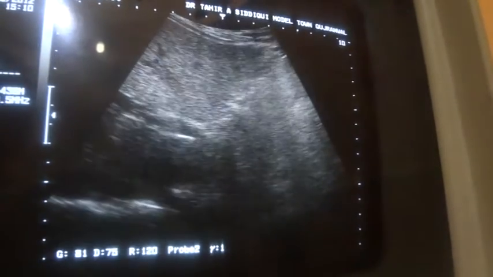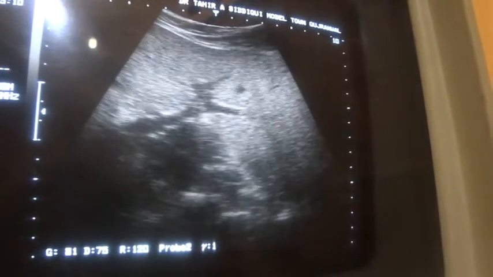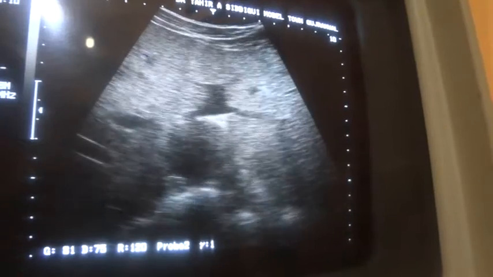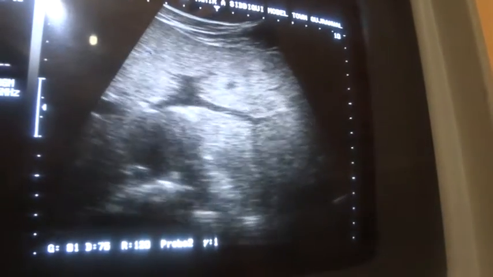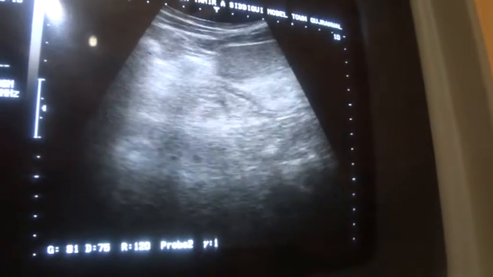and the attenuated periportal echoes are because of the fatty liver parenchymal changes. However, otherwise this liver is normal.